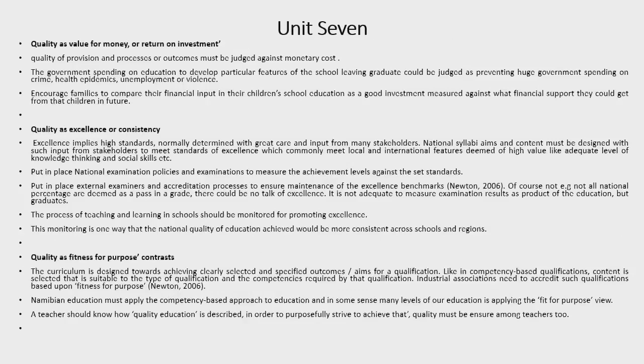Unit 7, quality as value for money or return on investment. So quality as excellence or consistency, quality as fitness for the purpose. The curriculum is designed toward achieving clearly selected and specified outcomes. So there are different types of quality for the curriculum. So it becomes quality in terms of money, quality in terms of excellence, quality in terms of the purpose.